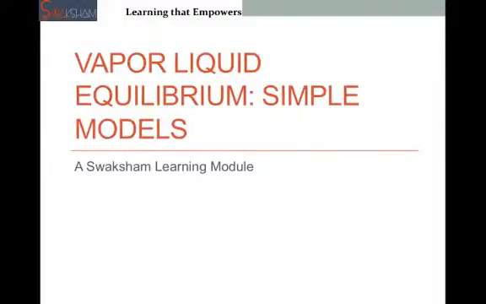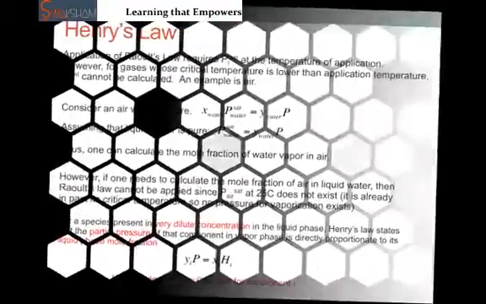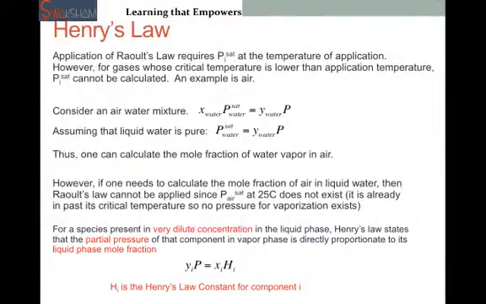In this module, we'll look at simple models that help us understand vapor-liquid equilibrium. We've already been introduced to Raoult's law and the ideal conditions under which Raoult's law operates. Application of Raoult's law, however, requires us to know Pi sat at the temperature of application. However, for gases whose critical temperature is lower than the application temperature, Pi sat cannot be calculated.